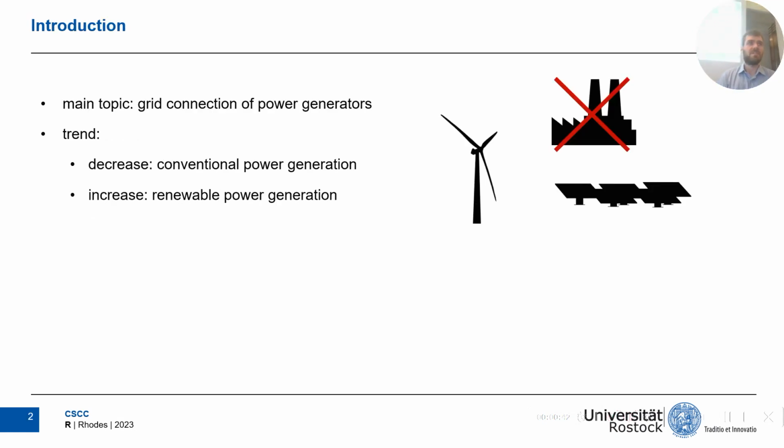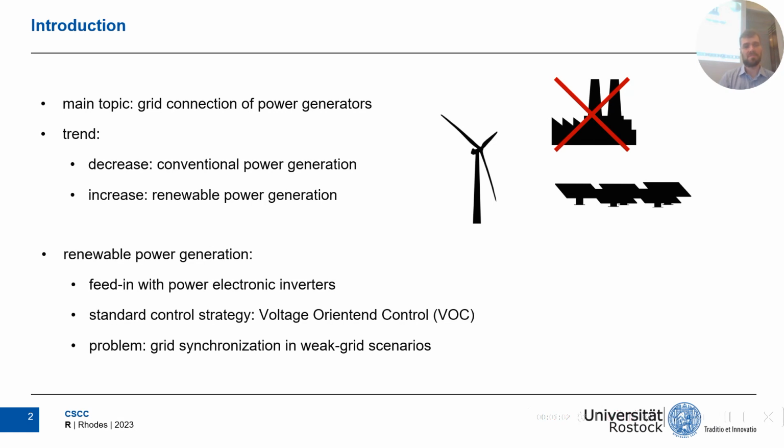Well, the main topic is the grid connection of power generators to the energy grid. I'm sure you're aware of the main trend that is happening, which consists of the decrease of conventional power generation and an increase of the so-called renewable power generation. Unfortunately, those new renewable power generators have significantly different properties than the known conventional ones. This is mainly due to the grid connection because of their electronic devices called inverters.